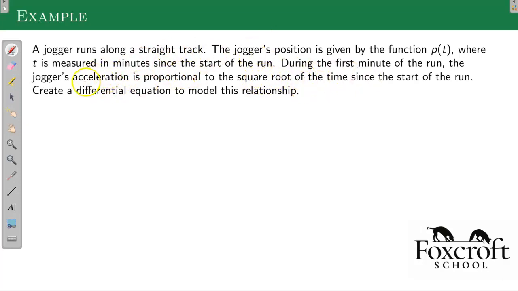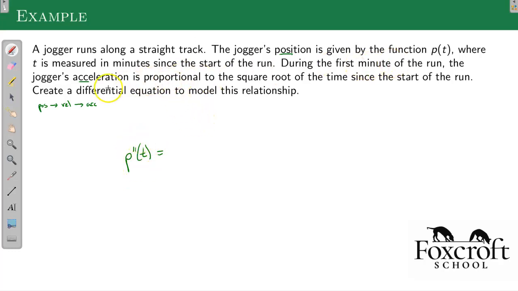All right, so acceleration, how is that related to the thing we're given? Position. We learned early on that we have position. Take its derivative, we get velocity. Take its derivative, we get acceleration. So acceleration is actually P double prime of t. So this is our second derivative.